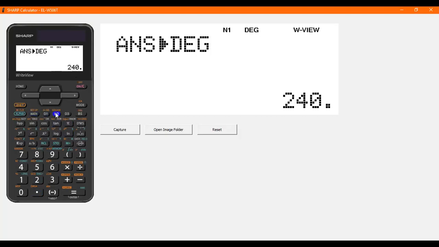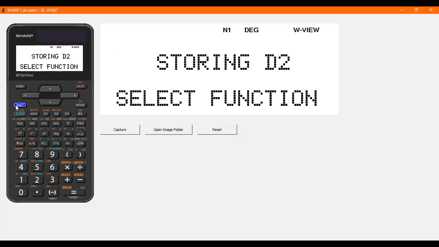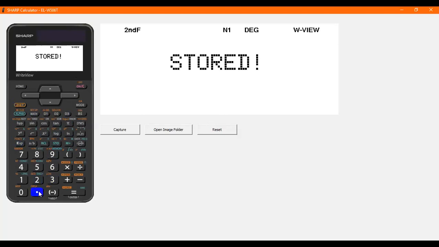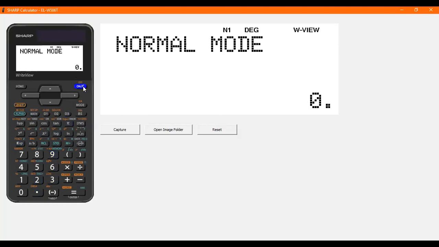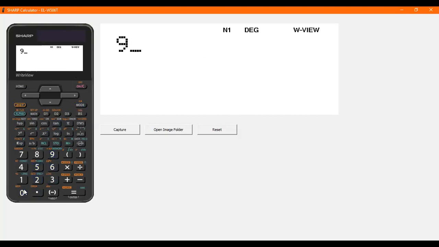Now, again, this is where your D keys come in handy. So if we're doing a lot of these, we can actually store into our D2 key, for example, the second function DRG button. So now when we want to do lots of quick conversions, let's say we have 90 degrees and we want to convert to radians, we can just press our D2 key and it will come up for us instead.